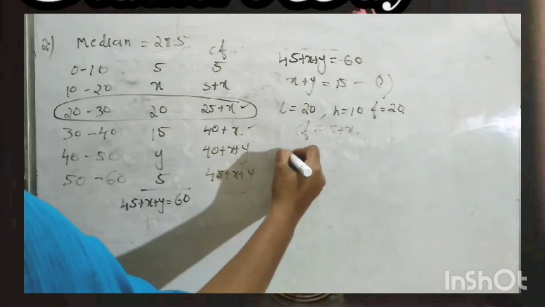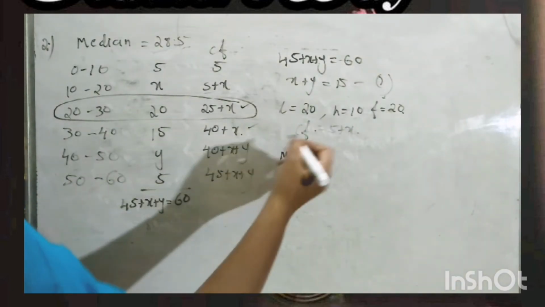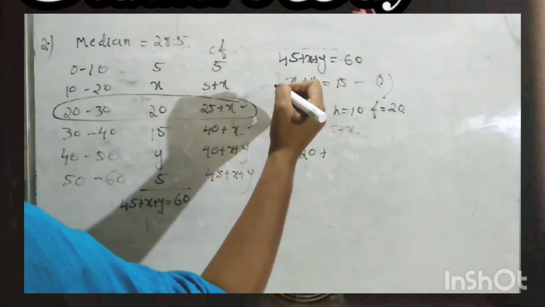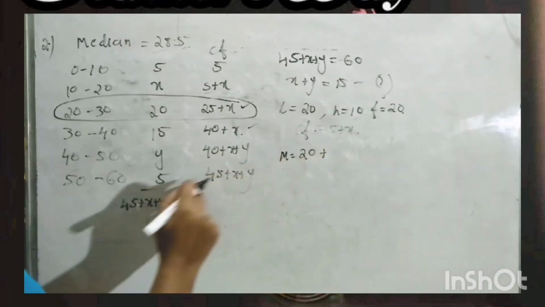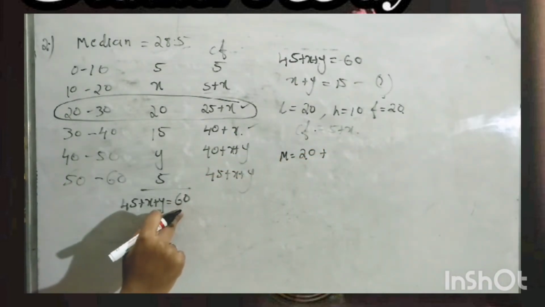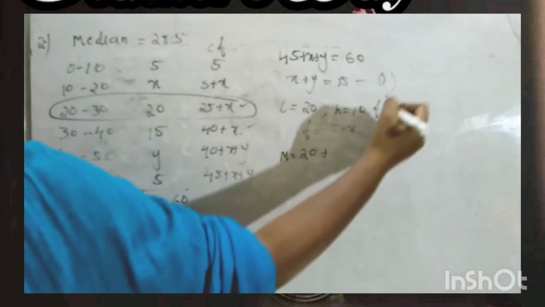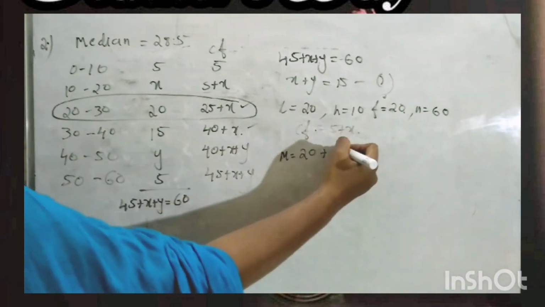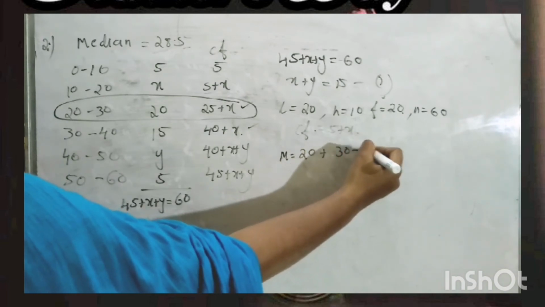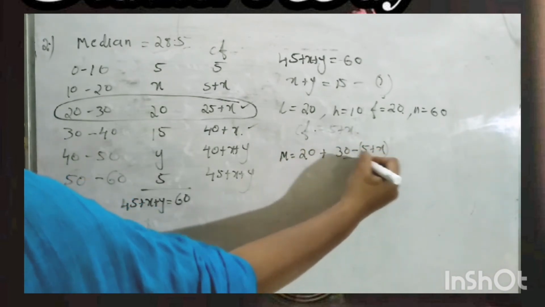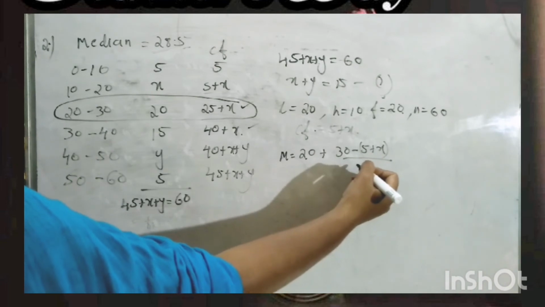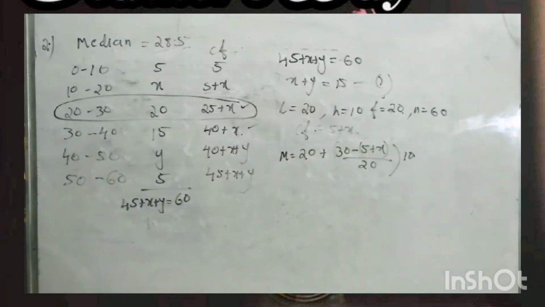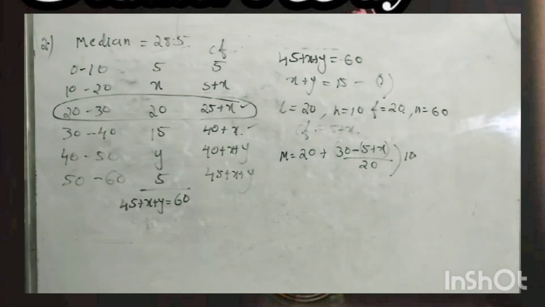Now, median is equal to L plus, that is 20 plus n by 2. The total frequency is given, that is 60. N is equal to 60 since the total frequency is 60. So n by 2 is 30, minus CF of 5 plus x, divided by F, F is 20, into h. Okay, this is our median equation.